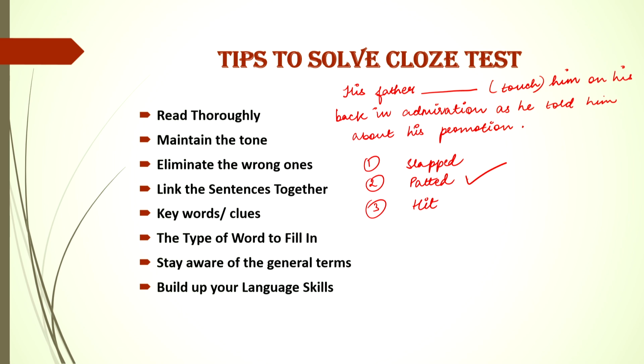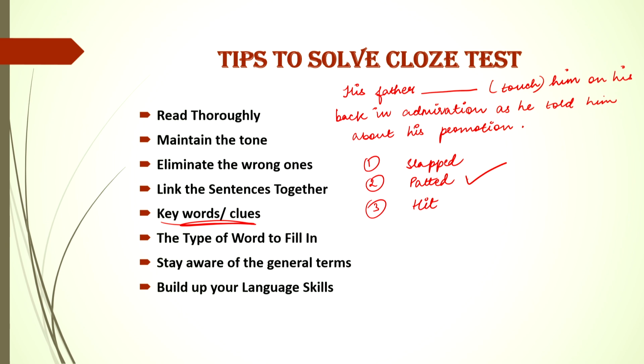Clear? Now next, link the sentences together. Remember that it is a passage with sentences that are connected. Do not make the mistake of treating each sentence as an individual and fill in the blanks accordingly. Try to come up with logical connections that link up the sentences together, which will make the question easy to solve. Fine? So is it clear? Now, next is keywords or clues. Pay close attention to keywords or clues in the sentences before and after the given blank.